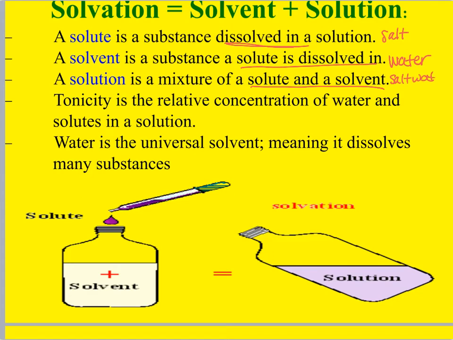Thinking about Kool-Aid, your Kool-Aid powder would be the solute. The solvent would be the water. The Kool-Aid drink would be the solution. So again, water is a universal solvent, so it can dissolve lots and lots of things, and that's because of its polar nature. Now, tonicity is the concentration of water versus solutes in a solution.